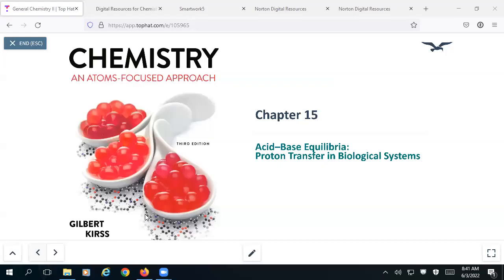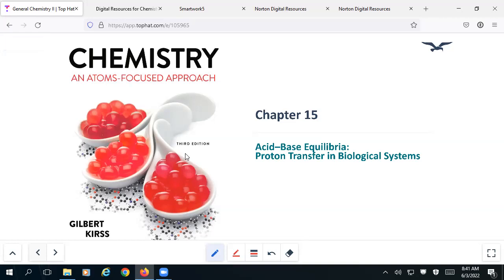So we are starting today looking into chapter 15. Chapter 15 is all about acid-base equilibria. And so what we're taking, again, is those concepts from General Chemistry 1 and blending them with what we just saw in equilibrium in chapter 14.